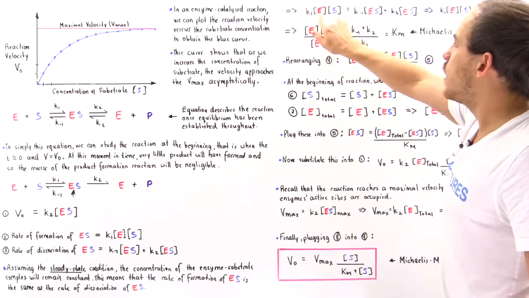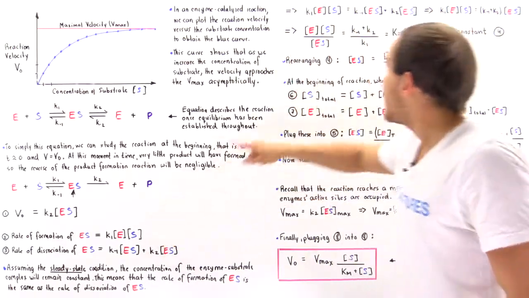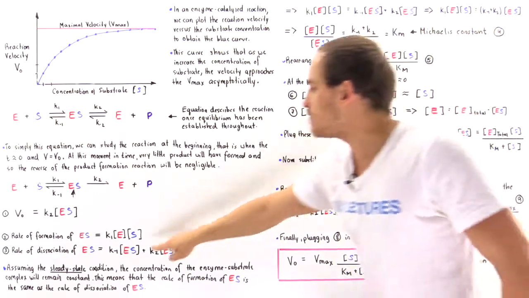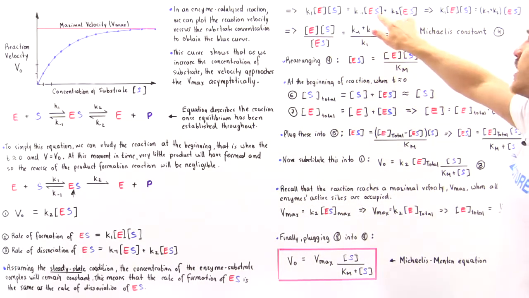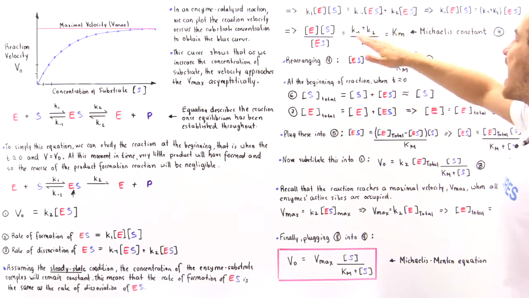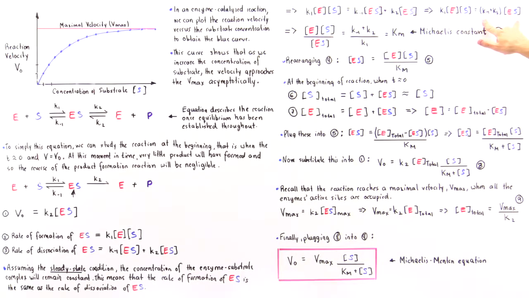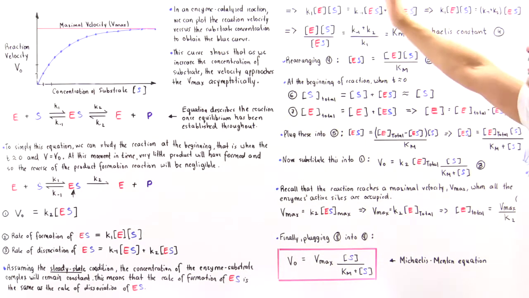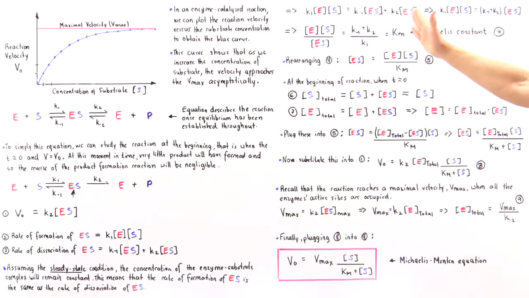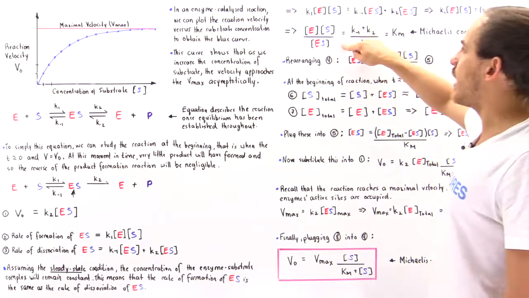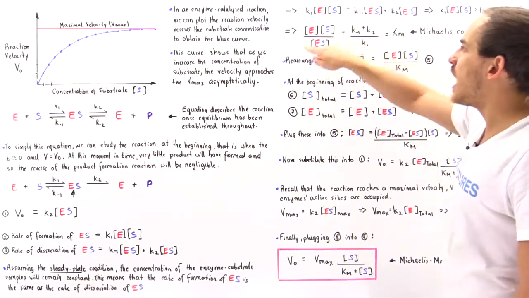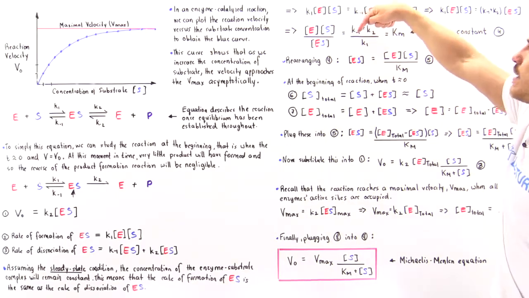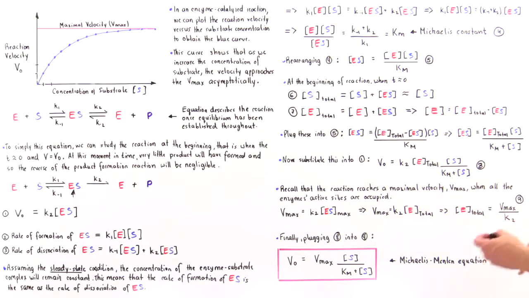So we have K1 multiplied by these two concentrations is equal to K minus 1 multiplied by ES plus K2 multiplied by ES. Notice on the right side we have these two same terms, and we can bring that out of our equation to get the following result. And now we can basically bring all the concentrations to the left side and all the K values, the rate constants, to the right side, and we get this equation. So the product of the concentration of the enzyme and the substrate divided by the complex concentration is equal to K minus 1 plus K2 divided by K1.